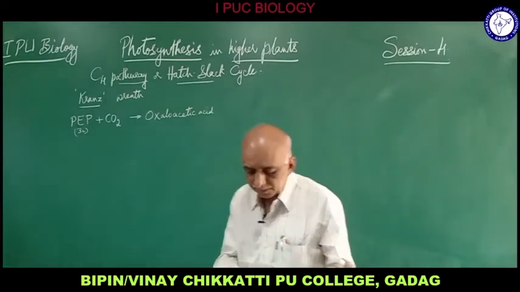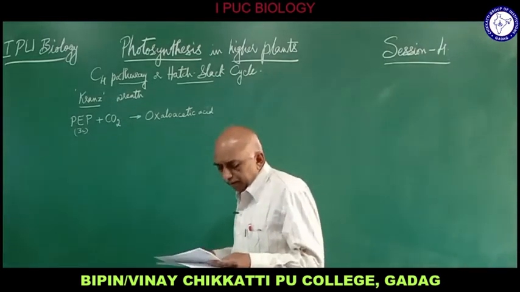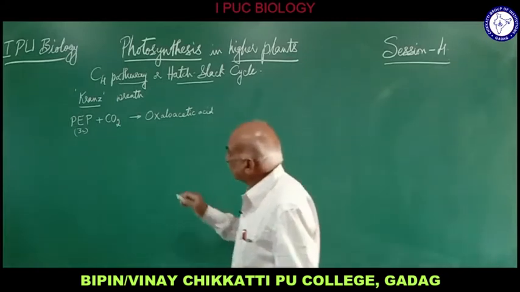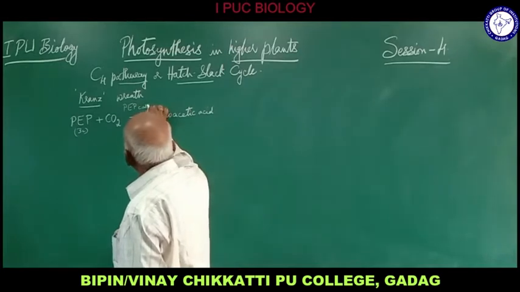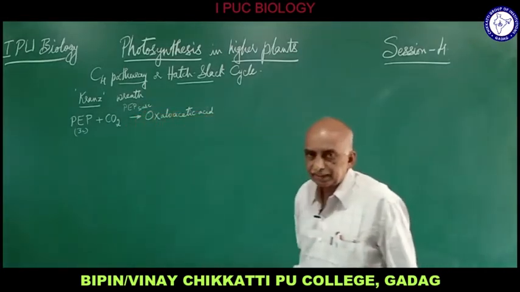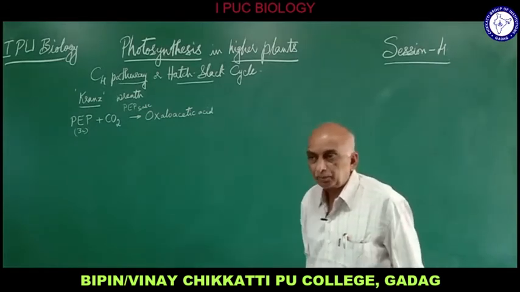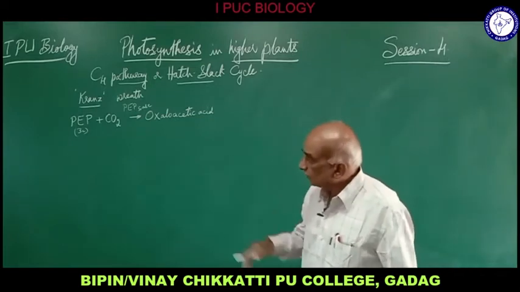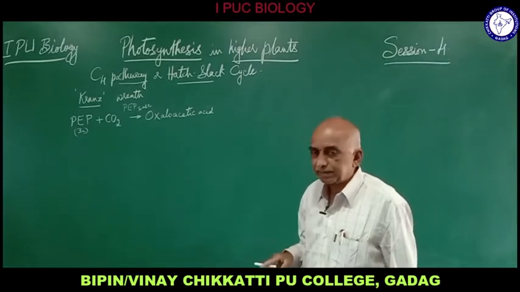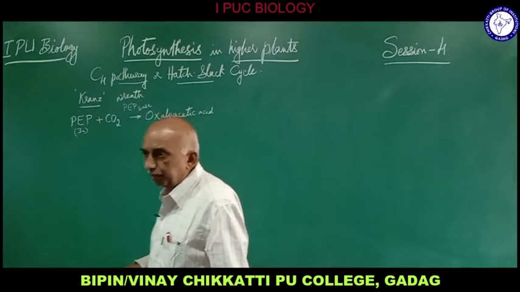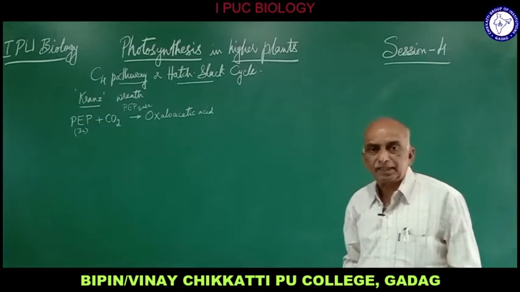Now when oxaloacetic acid is formed, it takes place in the presence of an enzyme called PEP carboxylase. That is an enzyme, like how Rubisco is involved in the Calvin cycle in the first step, where RuBP combines with carbon dioxide. Here also PEP, phosphoenol pyruvate, combines with CO2 in the presence of an enzyme called phosphoenol pyruvate carboxylase, and a 4-carbon compound like oxaloacetic acid is formed.